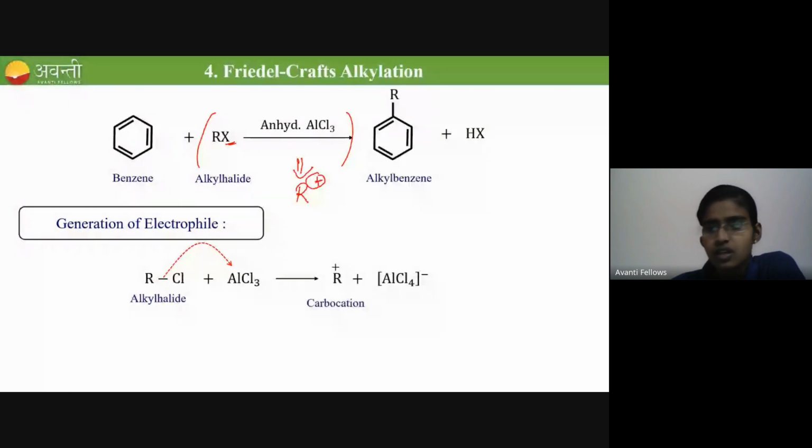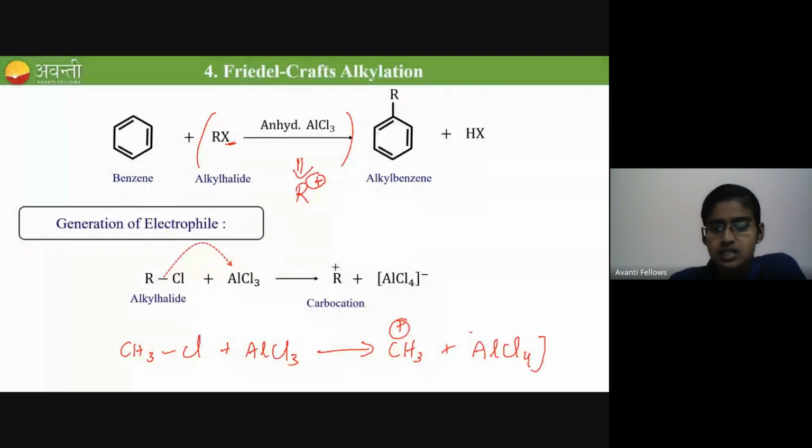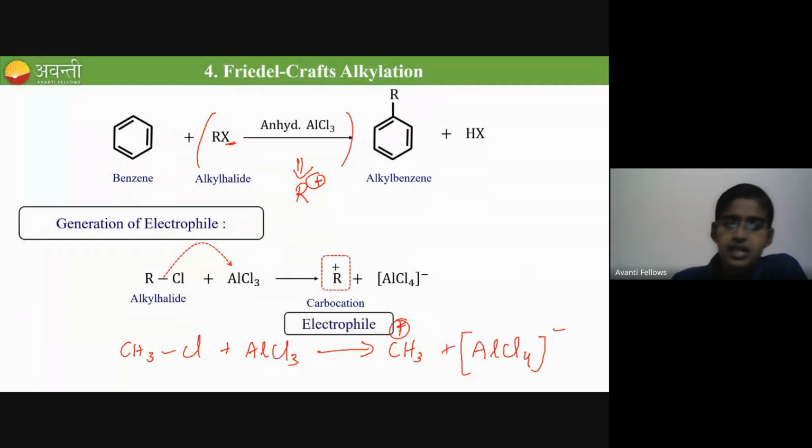Now this R plus is the carbocation. Mostly alkyl groups are methyl, ethyl, propyl, right? So if we have CH3Cl, and it is treated with AlCl3, what will we get? We will get CH3 plus and AlCl4 minus, right? Mostly the positive charge will be on the carbon, so it is called a carbocation, and that is the electrophile that is being generated.